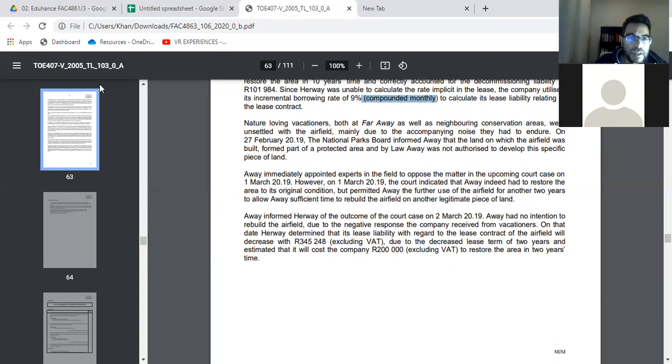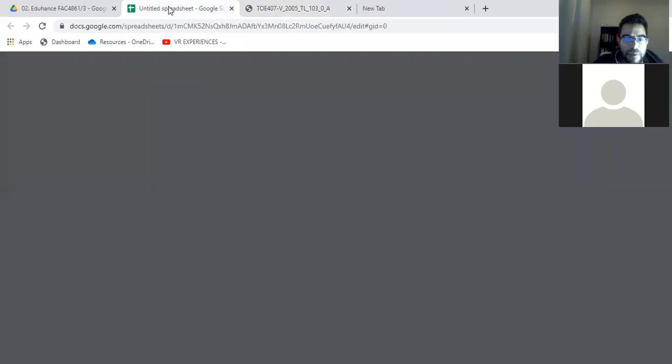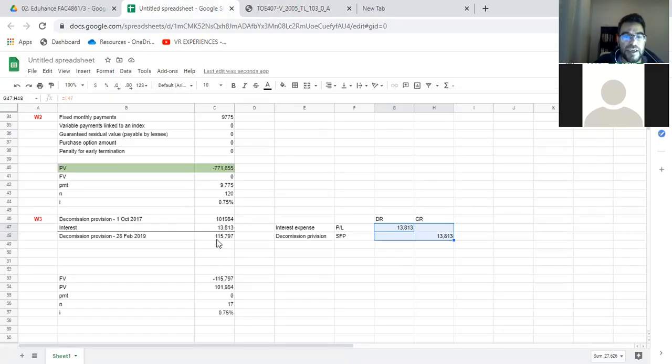Okay, this is an important aspect I need to bring to your attention. I'm just going to go through this. 28 February 2019, so that is right. What happens is the decommission of the provision on 28 February 2019. That is basically what is happening.